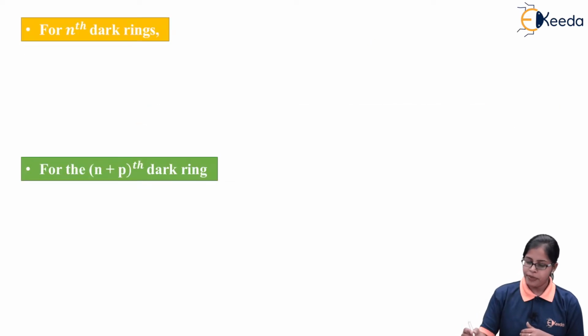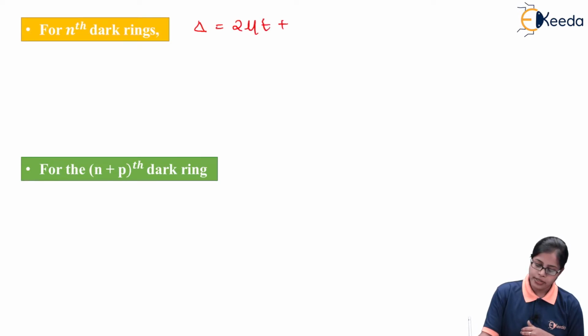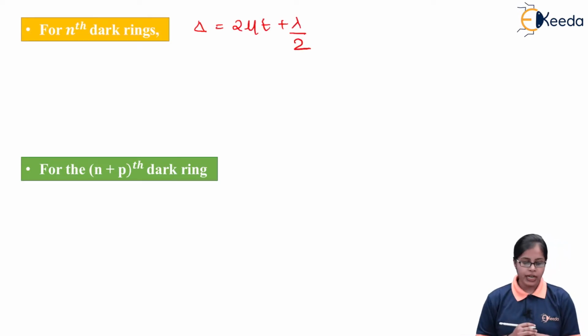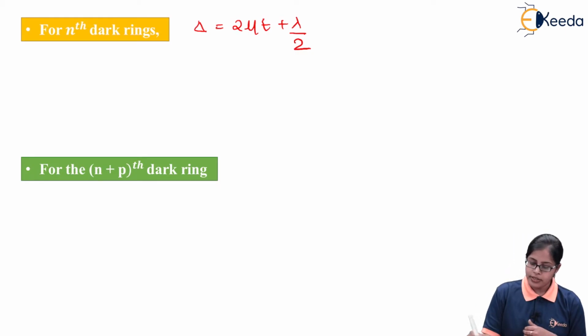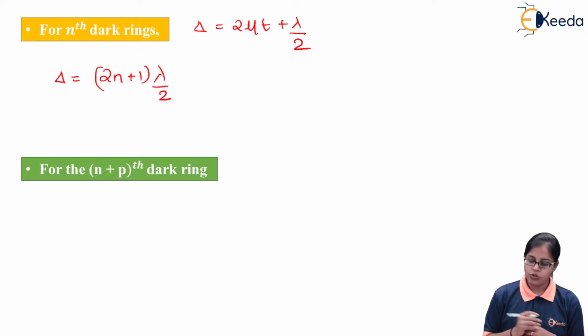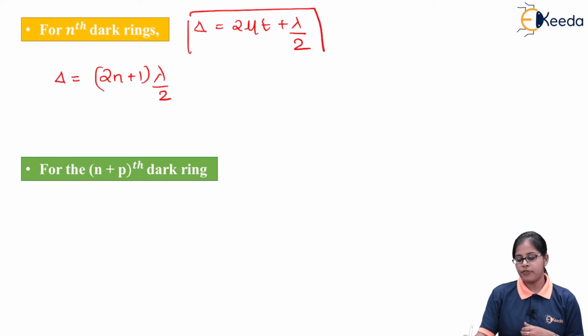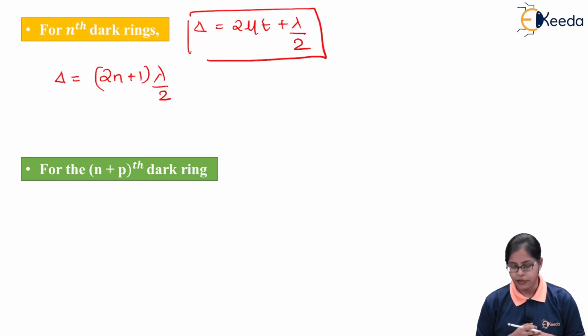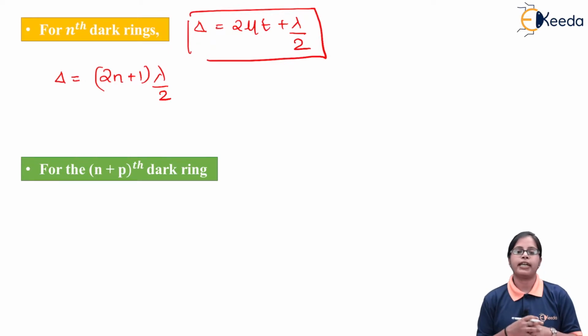So as we are aware, the path difference is given by 2 mu t plus lambda by 2, and for a dark ring it is given as (2n plus 1) lambda by 2. So this is the effective path difference between the two interfering rays in the refracted system, and this is the path difference which should be satisfied for obtaining the dark rings.